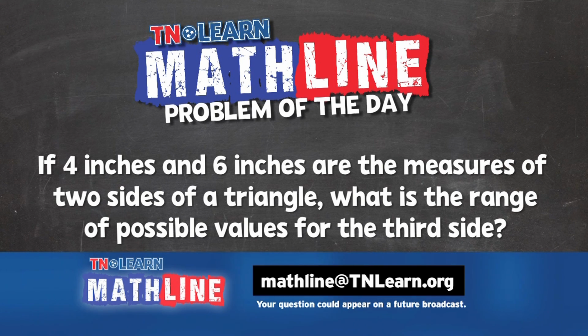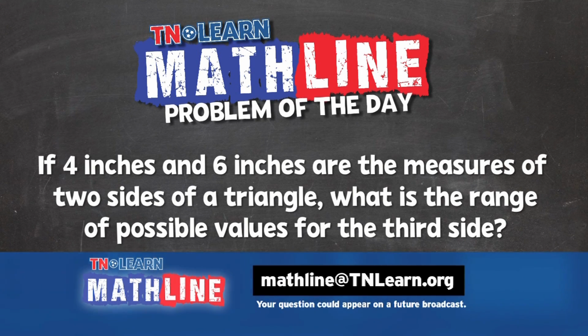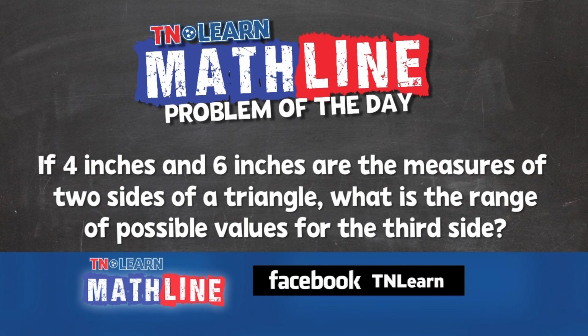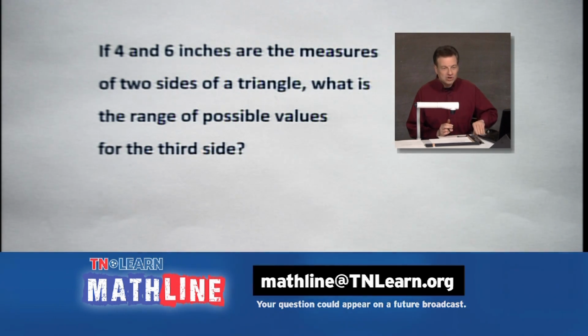Today's problem of the day says if 4 inches and 6 inches are the measures of two sides of a triangle. So we've got a triangle with two sides that we know, 4 inches and 6 inches. We want to find the range of possible values for the third side. Notice there's an S on that, more than one, for the third side. Actually, there are quite a few that will work. So let's take a look at this problem a little more up close and personal.